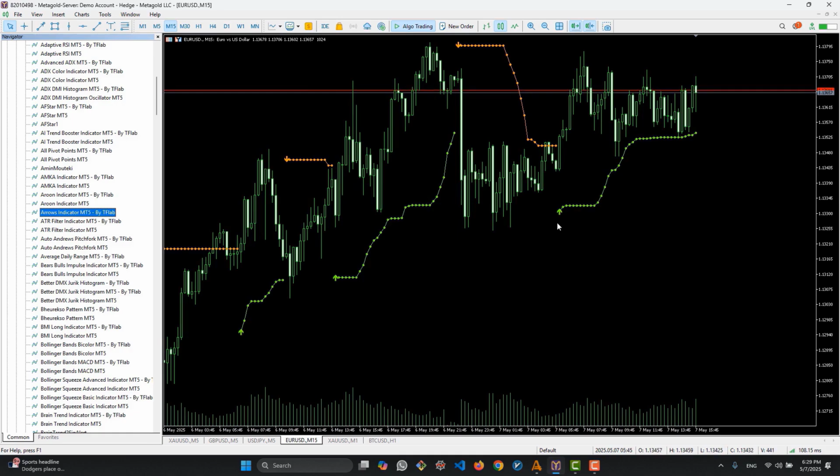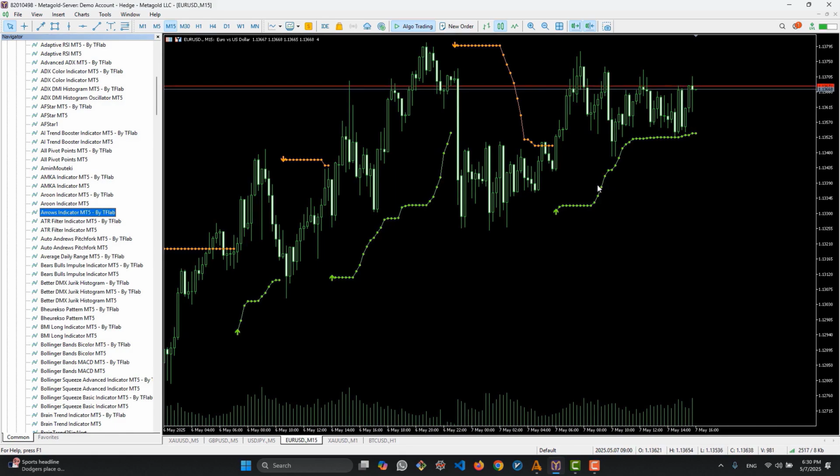In this way, when we see the green line appearing on the chart, it clearly indicates that the trend is upward, and we can confidently use this line as the stop loss for our trades. As this line gradually moves up, we can also move our stop loss higher as well, step by step.